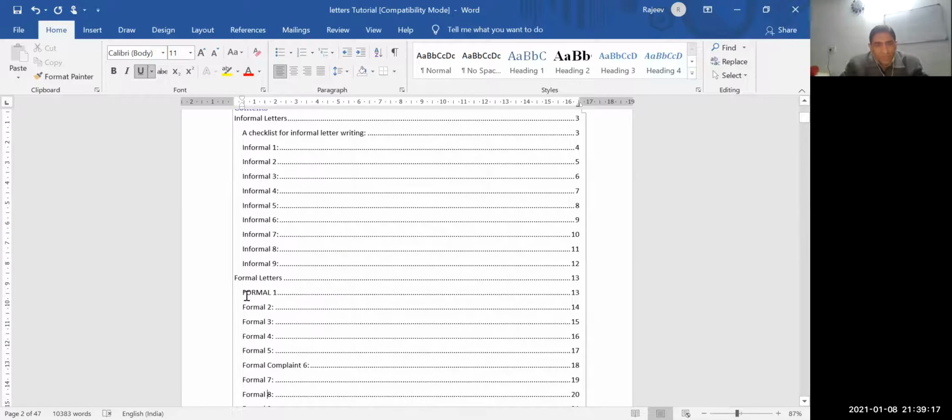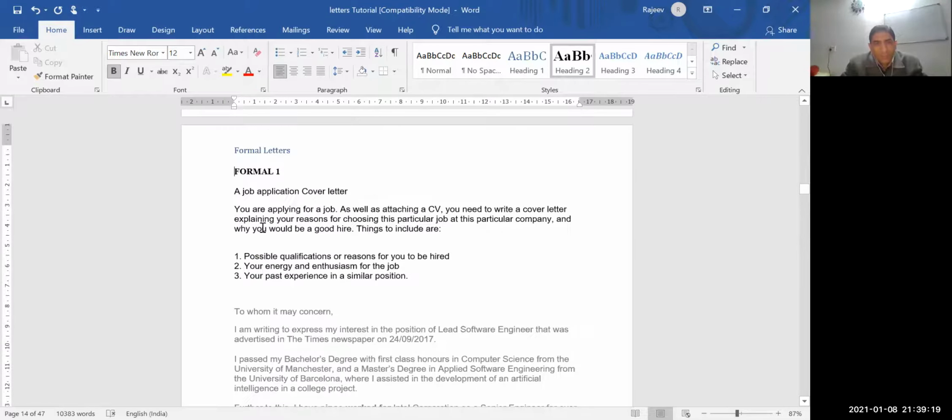So let me go here. These are the formal letters. These are the situations. A job application cover letter. You are applying for a job as well as attaching a CV. You need to write a cover letter explaining your reason for choosing this particular job at this particular company and why you would be a good hire. So basically, it's a kind of cover letter, right?